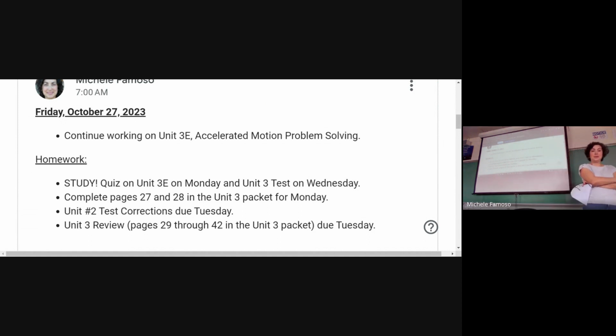You've got five more minutes to work out those questions. If you finish before the five minutes is up, then you can go ahead and start working on pages 27 and 28, which are due Monday, with checks on page 27.